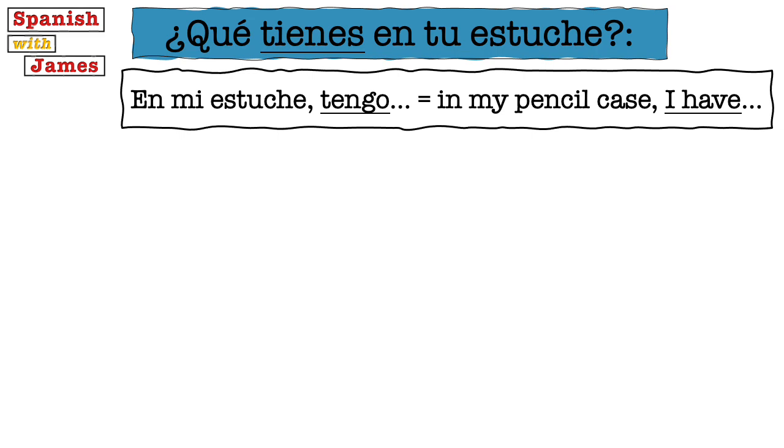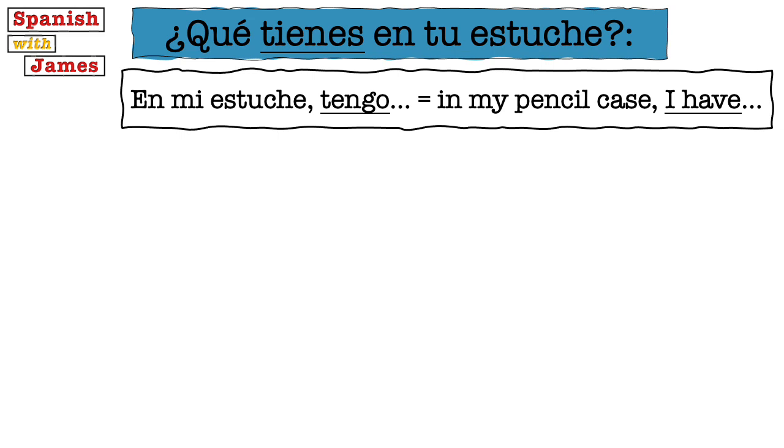Now we can make this a bit more interesting by giving some further details about the items in our pencil case. So hopefully you've seen my video on the colours, and you should know how to change the colours to represent a masculine noun or a feminine noun, a singular noun or a plural noun. If not, I recommend you watch that one after this, or maybe go and watch it now and then come back to this video. So let's look at some examples.